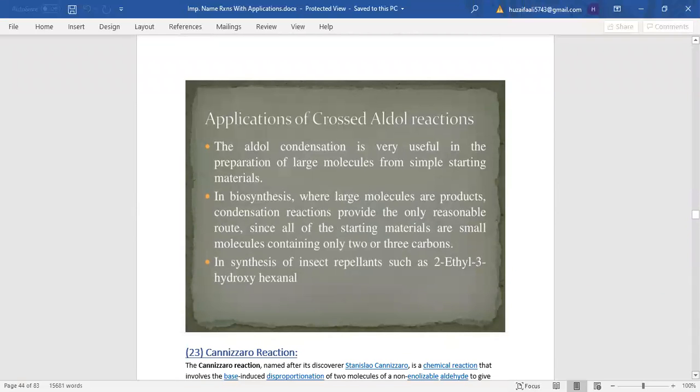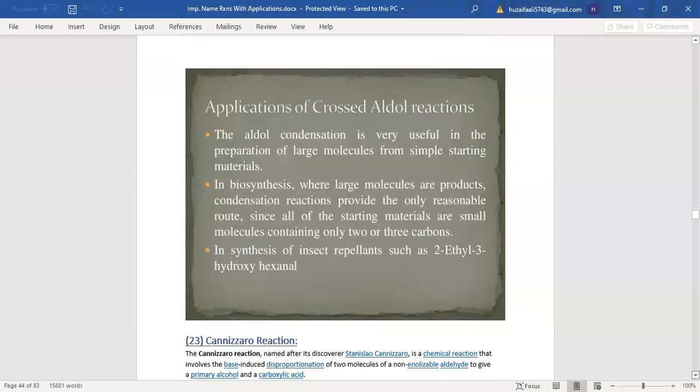Applications. The aldol condensation is very useful in the preparation of large molecules from simple starting materials. In biosynthesis, where large molecules are products, condensation reactions provide the only reasonable route, since all of the starting materials are small molecules containing only 2 or 3 carbons. In synthesis of insect repellents such as 2-ethyl-3-hydroxyhexanol.